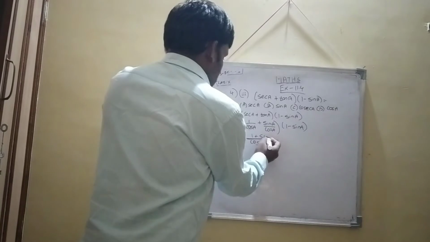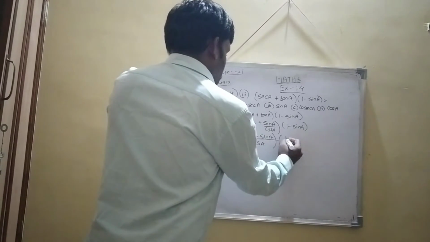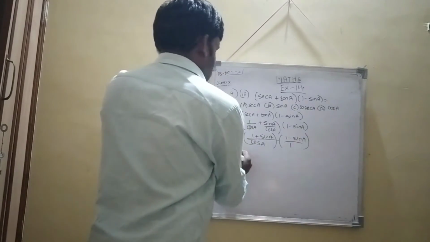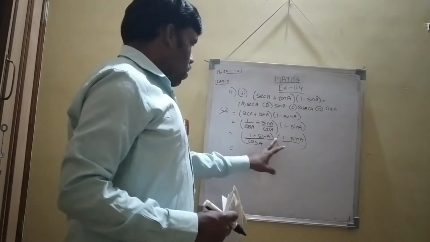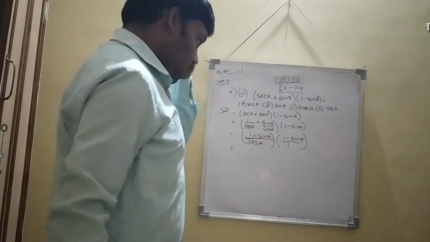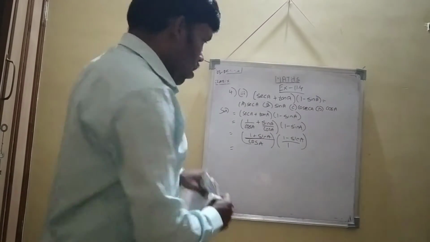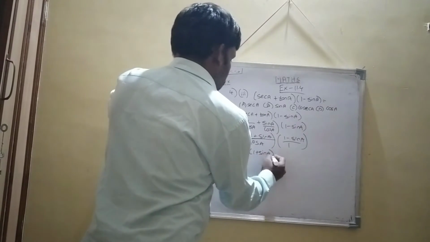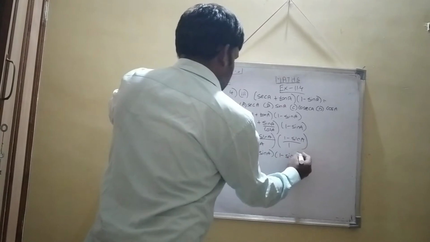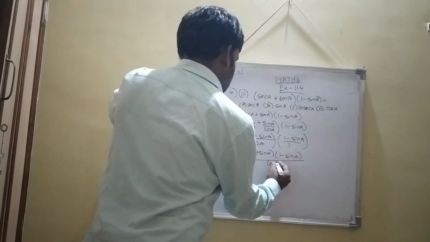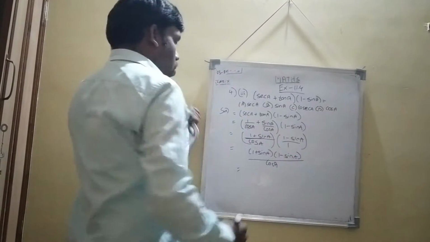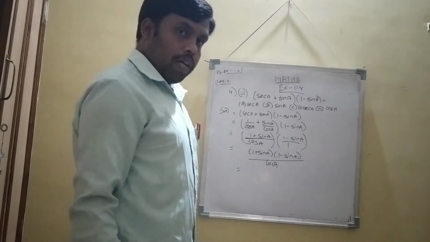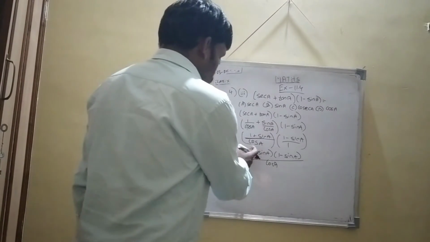So (1 plus sine A) into (1 minus sine A) divided by cos A. Now it is multiplication of fractions, so multiply numerator into numerator, denominator into denominator. The numerator will be (1 plus sine A) into (1 minus sine A), divided by cos A. Again this is in the form of (A plus B) into (A minus B), that is A square minus B square. So A is 1, B is sine A.